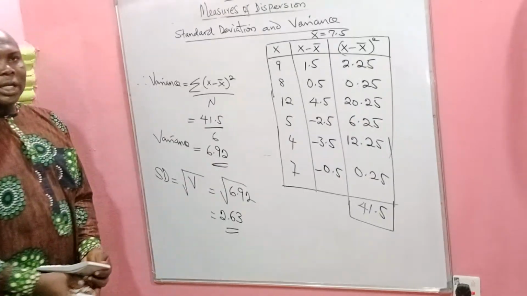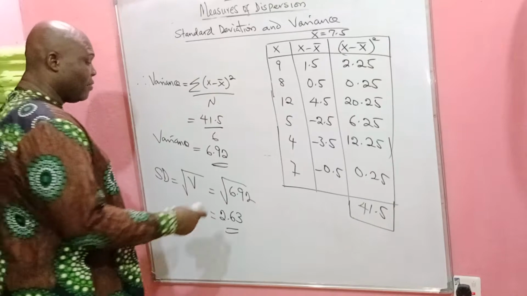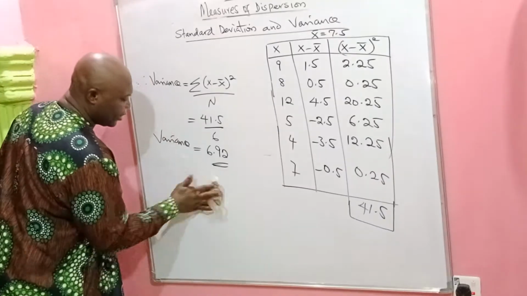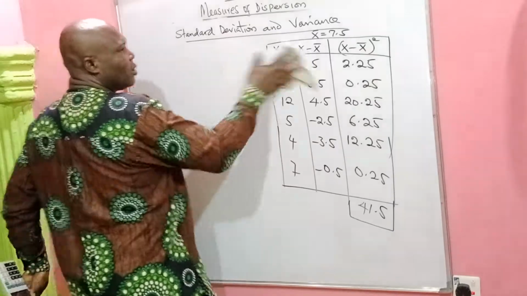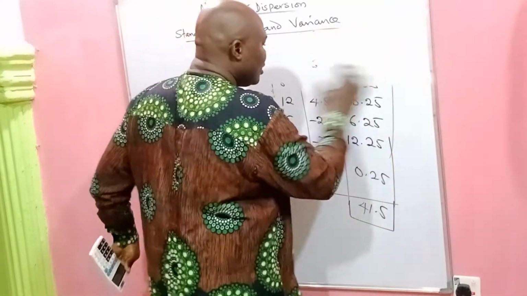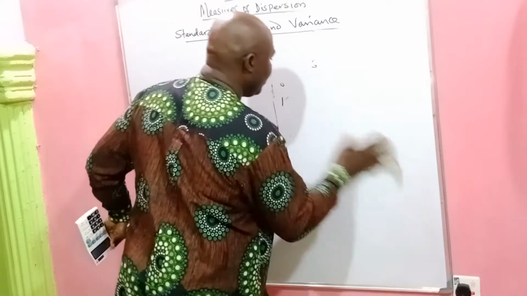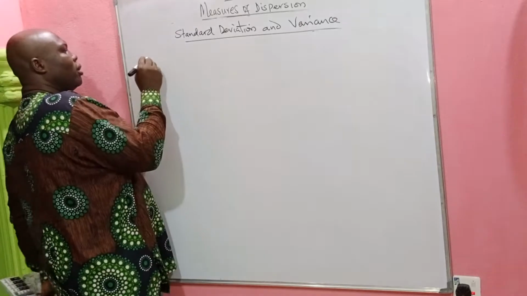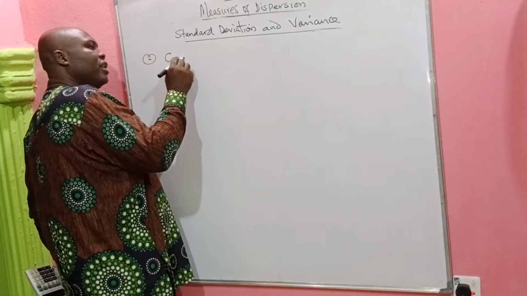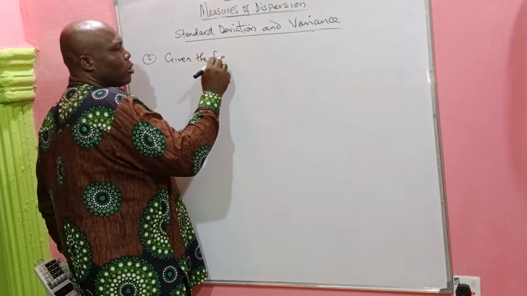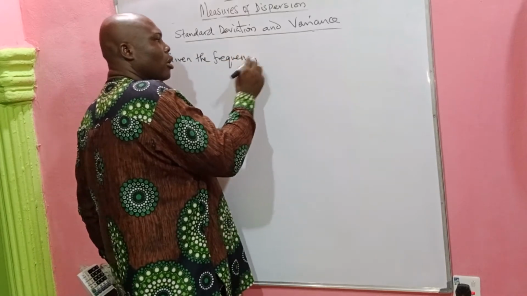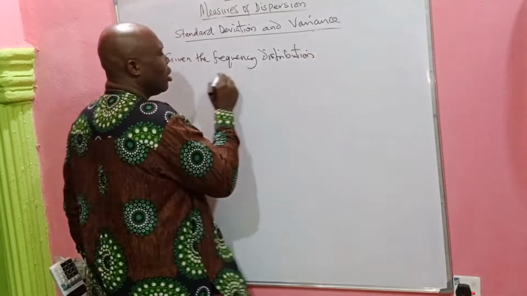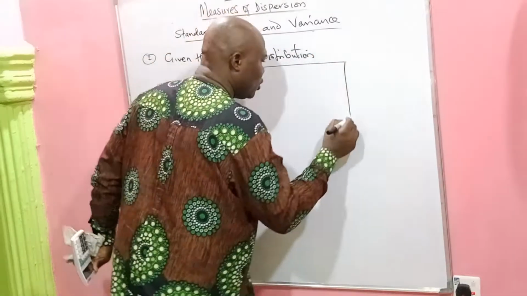Alright, so let's go straight to a frequency distribution. Assuming we are given a frequency distribution and you're asked to find the standard deviation and the variance. How do we handle that? So find the standard deviation and the variance for a frequency distribution. Alright, so number 2, given the distribution, alright, so we have this as a distribution.